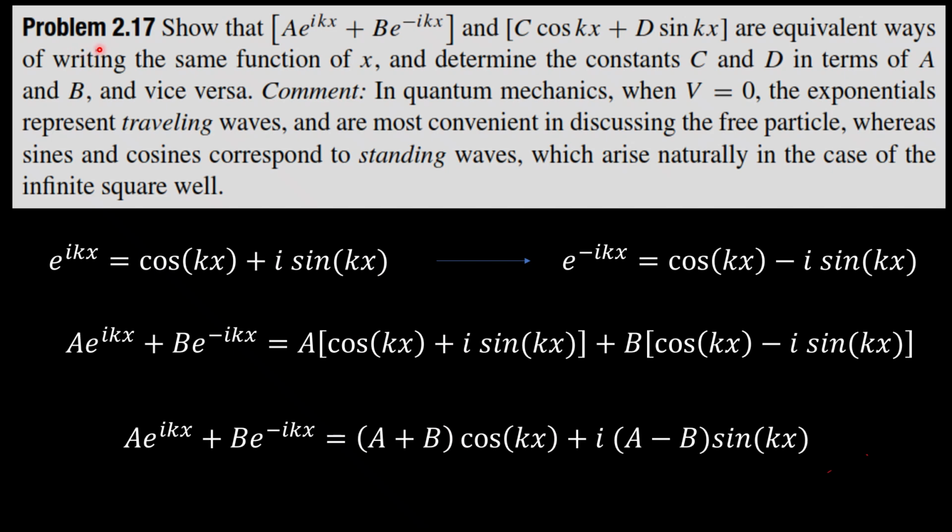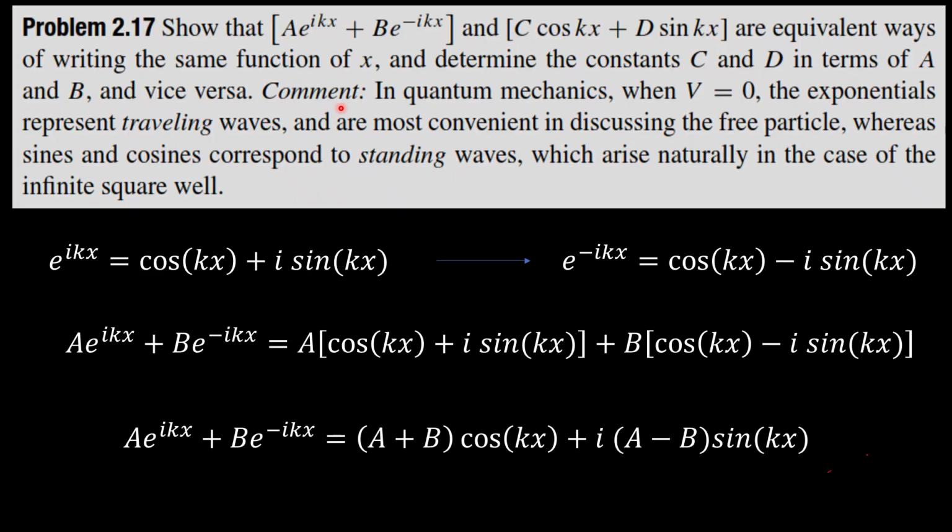Today we are going to solve problem 2.17 of Griffiths, third edition, Introduction to Quantum Mechanics. The problem is to show that a e^(ikx) + b e^(-ikx) and c cos kx + d sin kx are equivalent ways of writing the same function of x, and determine the constants c and d in terms of a and b, and vice versa.